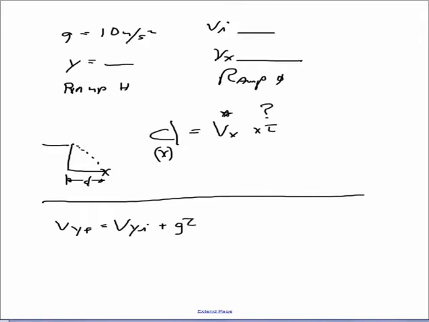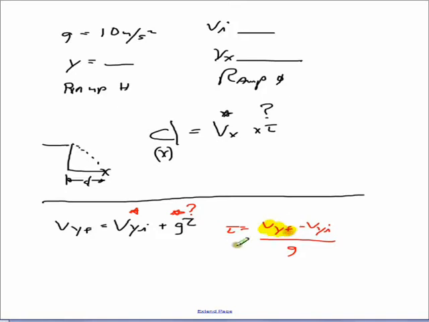We know what this is over here. We know what this is. We have this. We know what gravity is. We have that. Put a star there. We're looking for this. But we don't have Vy final. If we did, we could use this formula. We could say that time is equal to Vy final minus Vy initial, divided by gravity.